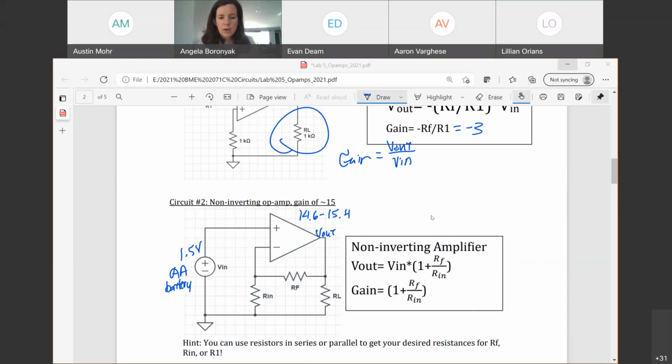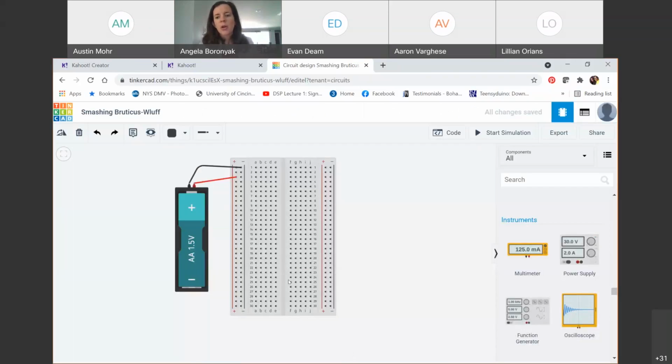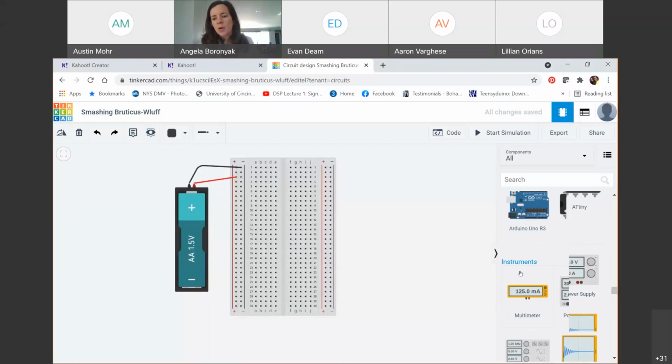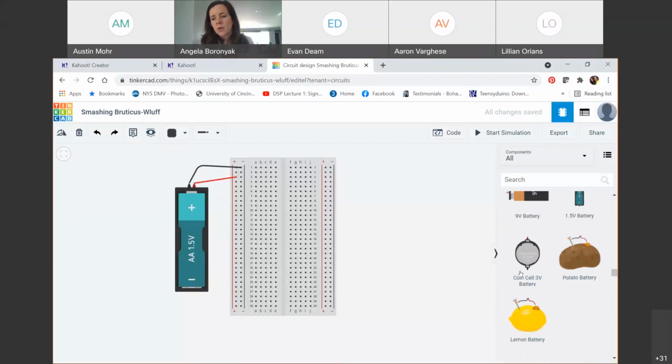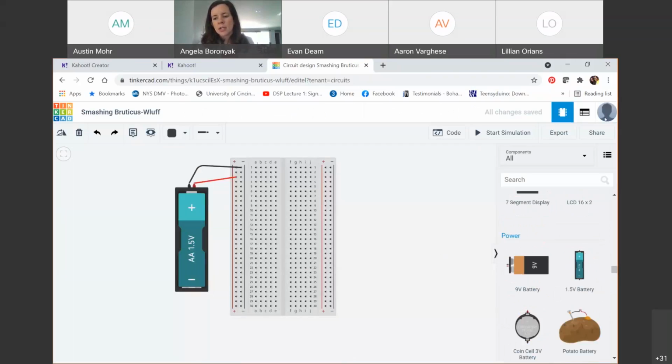So let's see this in Tinkercad. Here's my breadboard. From my power options, here's power. I just inserted a single AA battery that's 1.5 volts. I hooked it up to my power rails. Always use your power rails appropriately.